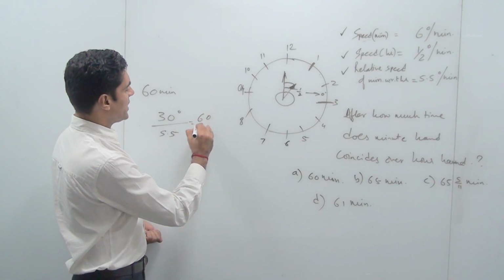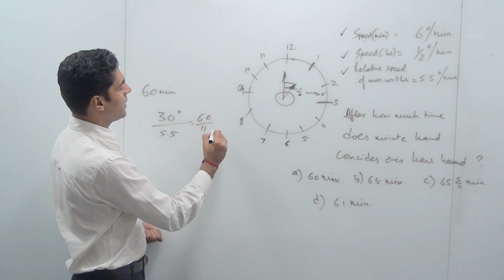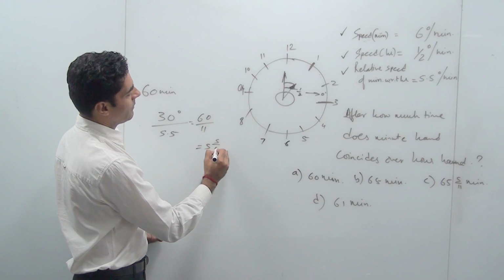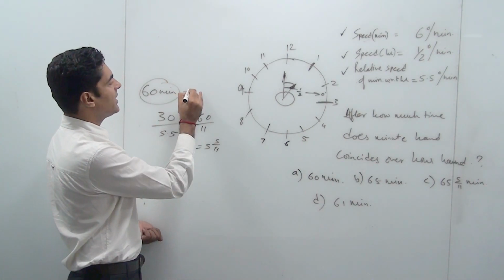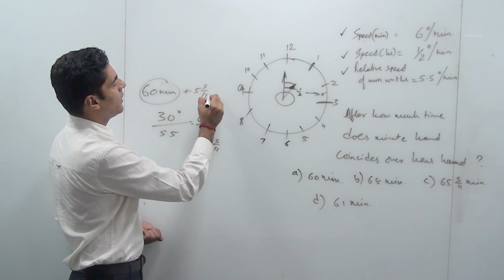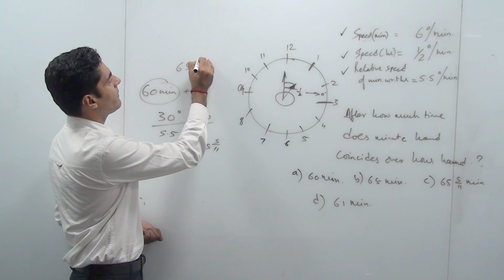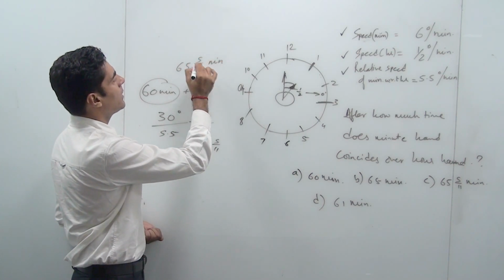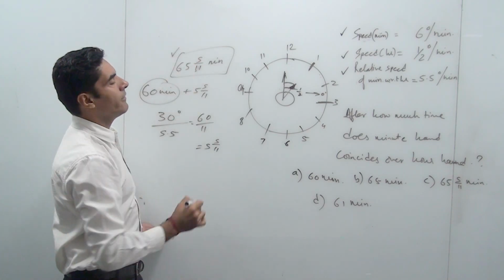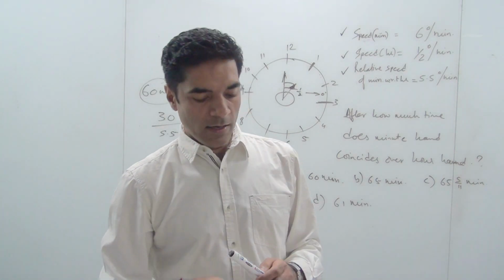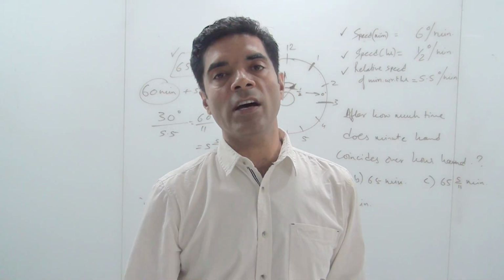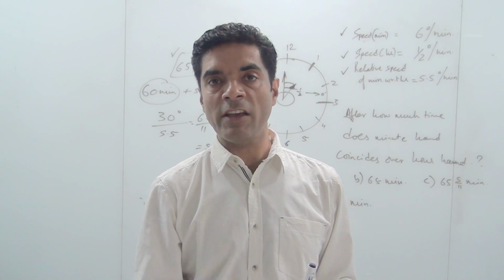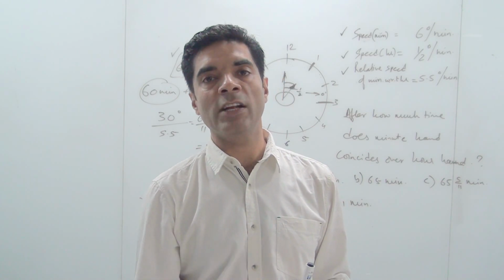So this will come out to be 60 by 11, which is nothing but 5 by 11. So 60 minutes was already there, plus 5 by 11 will come out to be equal to 65 5 by 11 minutes. So this is a golden figure of 65 5 by 11 minutes, after which minute hand will coincide over hour hand. So after every 65 5 by 11 minutes, minute hand will coincide over hour hand.